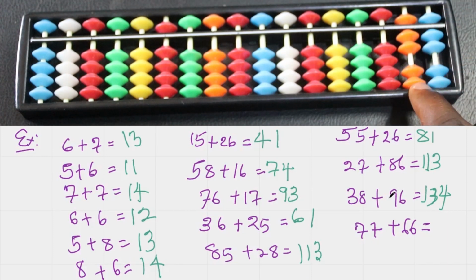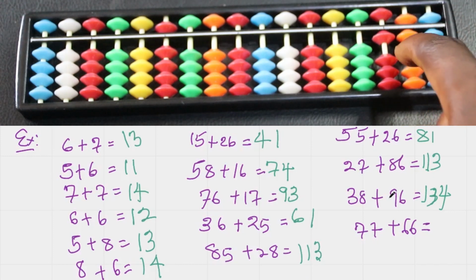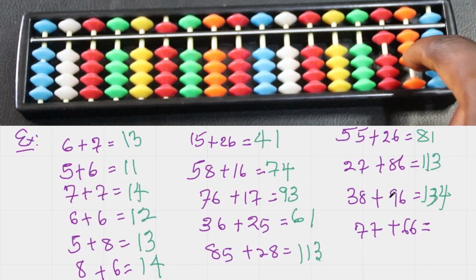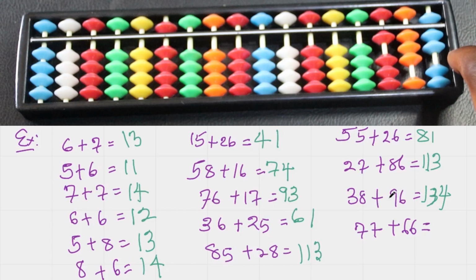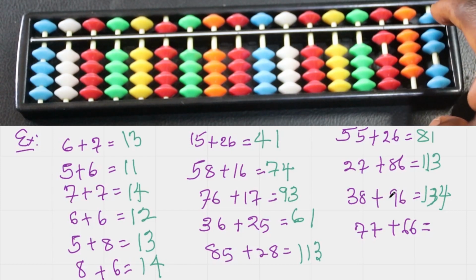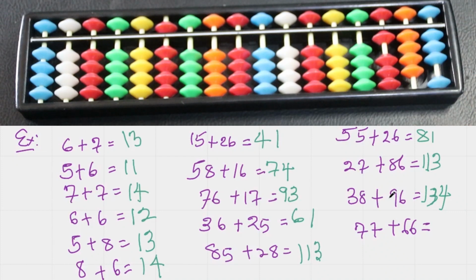And then finally, we have 77 plus 66. Add 6 here. Add 10, remove 4. To remove 4, you remove 5, you add 1. To add 6 here again, add 10, remove 4. To remove 4 here, you subtract 5, you add 1. So the final answer is 143.